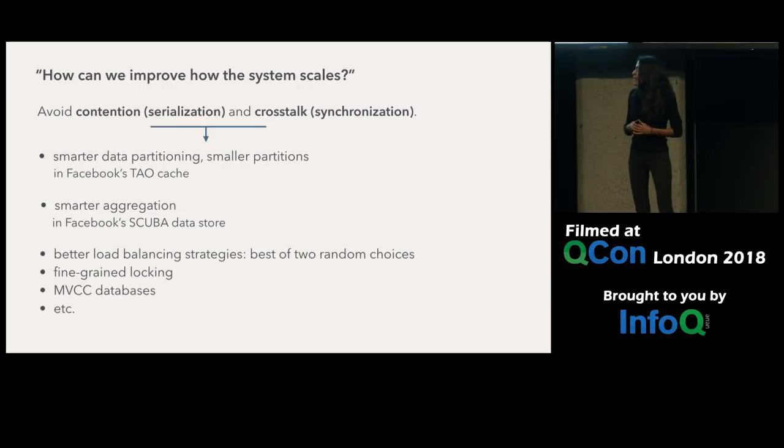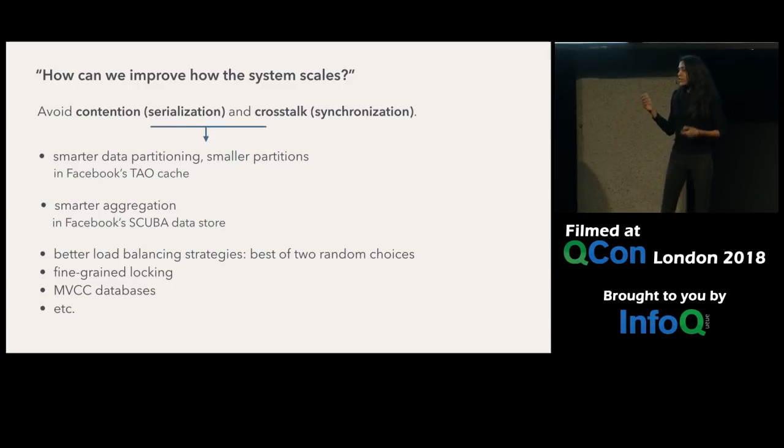And finally, other things you can do is use better load balancing strategies, again, so that there's less contention for a few servers. Best of two random choices is what is used in most systems at companies like Facebook and Google. You can use fine-grained locking to reduce contention. You can use MVCC. Most databases today support MVCC, and so on and so forth.